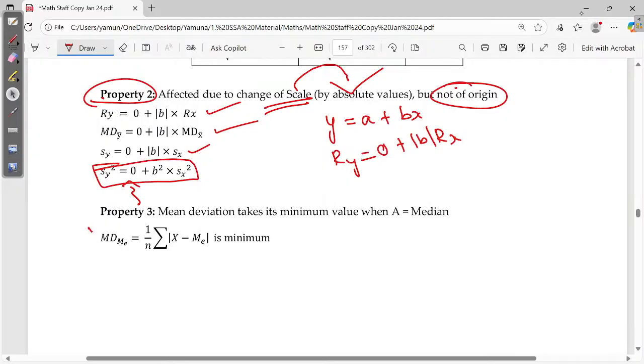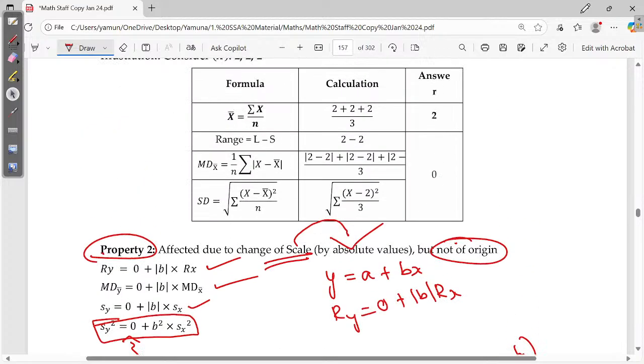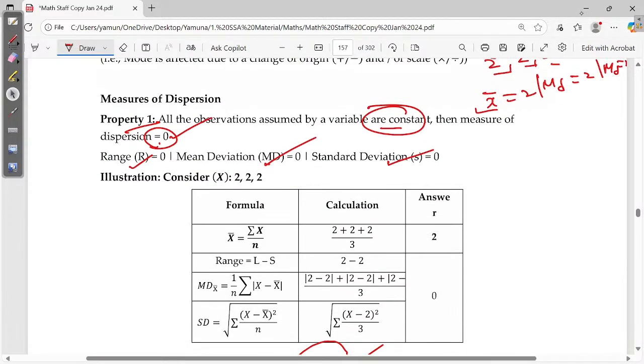Property 3, we have already discussed. This follows from median property. Can you refer to the property in the previous page? What's the median property?